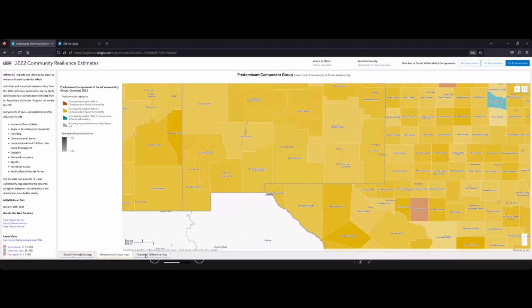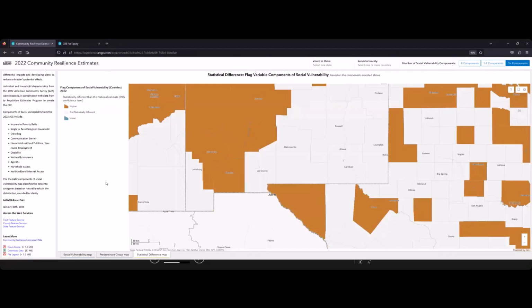The last tab that I want to show you in this dashboard is the statistical difference map. What it does is compare the estimates at a particular geography that you select versus the national estimates. So staying with the same example of El Paso County, we're looking at 3 or more components of social vulnerability, and according to the color, it's higher. What that means is that the percentage of the population in this particular county will be higher than that of the rest of the country.